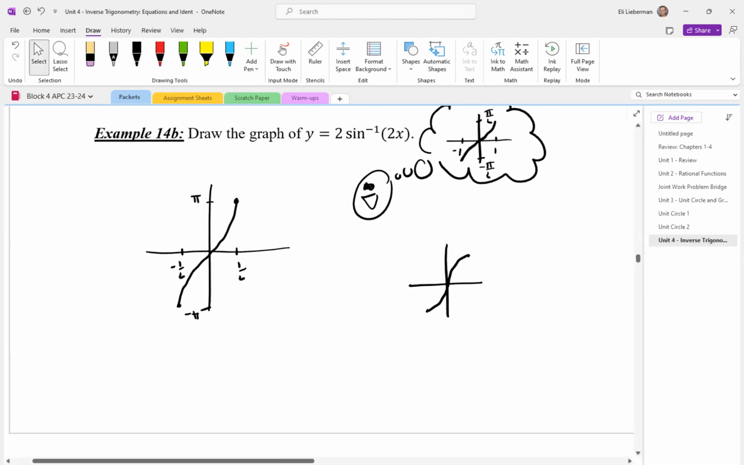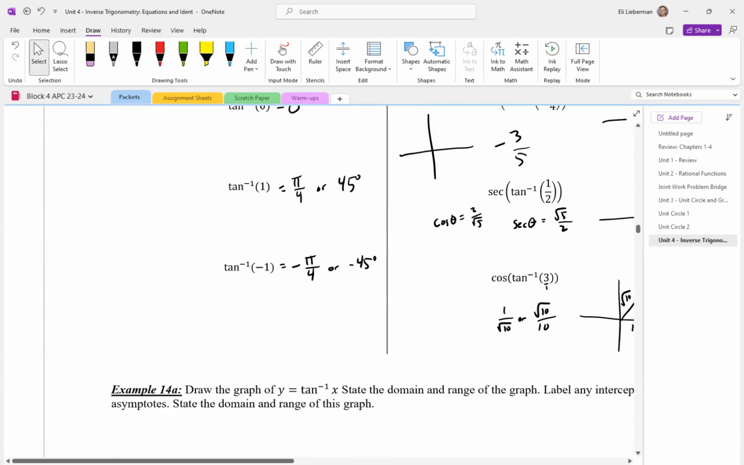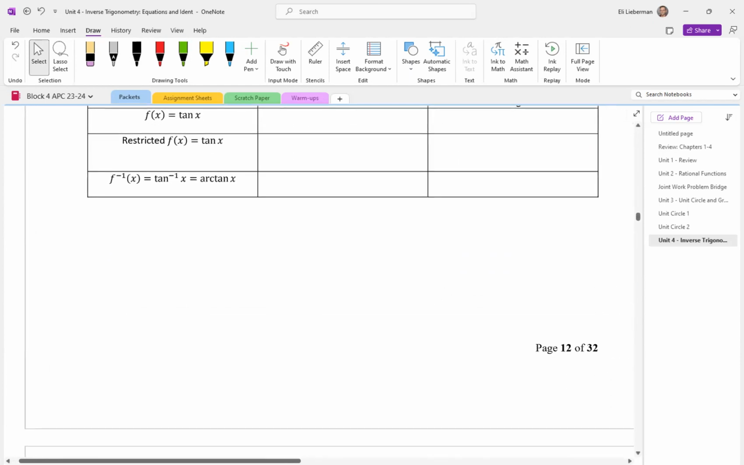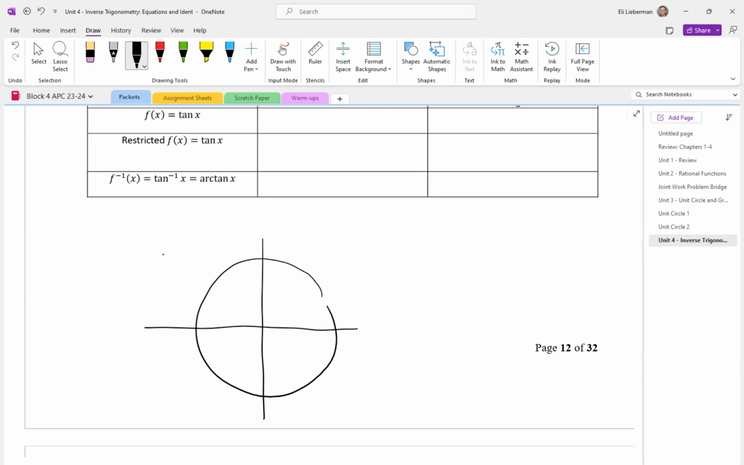Okay, so in summary, let's go up here, page 12. Let's have a graphic organizer of which angles we should be looking for with sine inverse, cosine inverse, and tan inverse. Check with your neighbor: where is sine inverse, cosine inverse, or tan inverse?